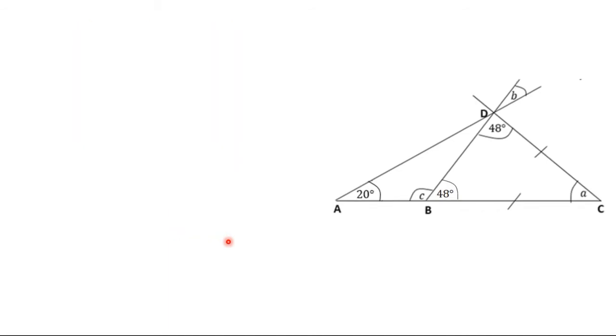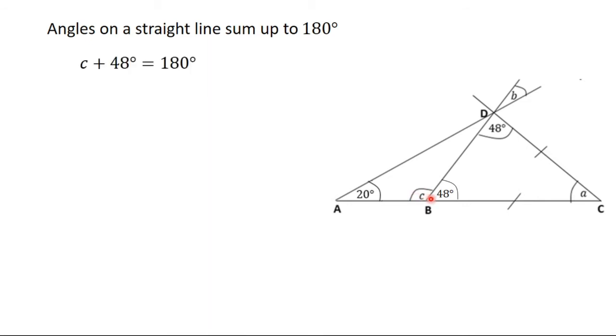What can you see again? I can also see that this angle here, angle C, and this 48 degrees here are on a straight line. We know that angles on a straight line add up to 180 degrees. So if I add C to 48 degrees, I must get 180 degrees. So from here, C will give us 180 degrees minus 48 degrees, and C will give us 132 degrees. So you see, I've been able to find that.